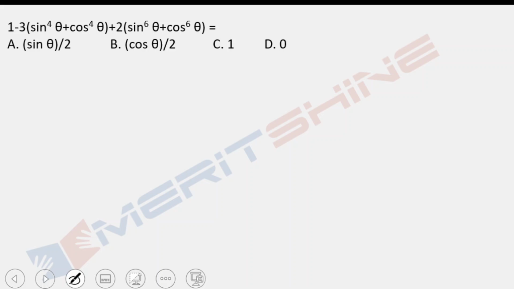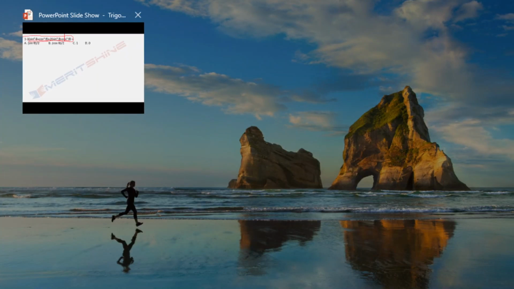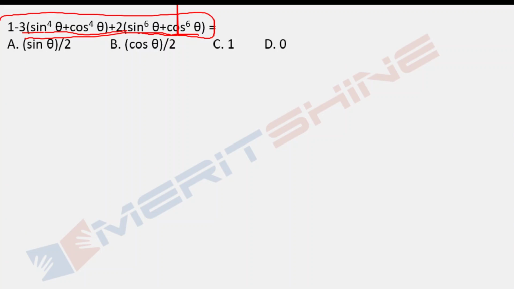Done? Okay, let's look at it. 1 minus 3 times sin to the power 4 theta plus cos to the power 4 theta plus 2 times sin to the power 6 theta plus cos to the power 6 theta. How do we approach this question? Now in this question, tell me, can you put 0 degree? You would say that the expression does not have any denominator. We can put 0 degree, right? There is no problem with that.